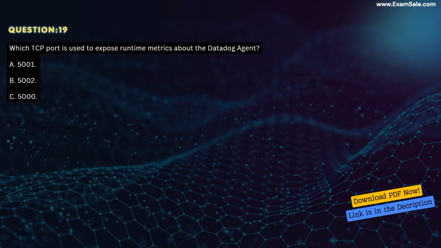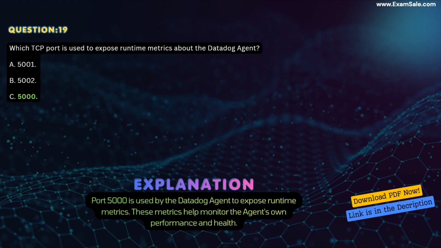Question 19. Which TCP port is used to expose runtime metrics about the Datadog agent? A. 5001. B. 5002. C. 5000. Correct answer: C. 5000. Explanation: port 5000 is used by the Datadog agent to expose runtime metrics. These metrics help monitor the agent's own performance and health.